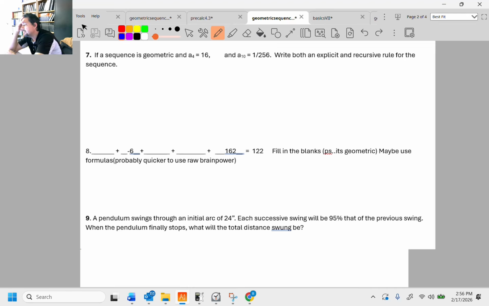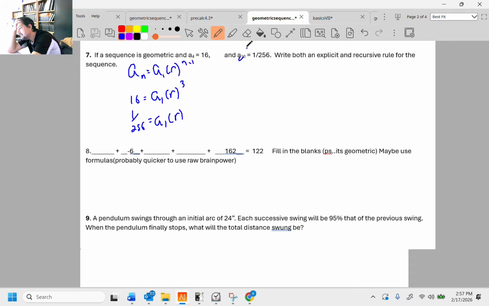7: if a sequence is geometric and the fourth term is 16 and the 10th term is 256, write both the explicit and recursive rule. All right, so let's plug into the explicit form, and then let's do some algebra. The fourth term is 16. 16 equals the first term times the ratio to the 4 minus 1, which is 3. The 10th term is 256. 256 equals the first term times r to the 10 minus 1, which is 9.